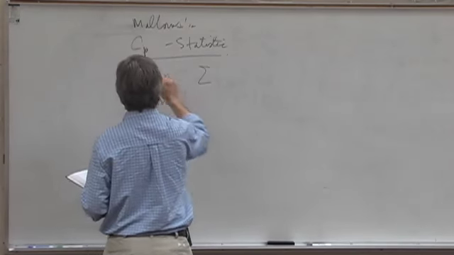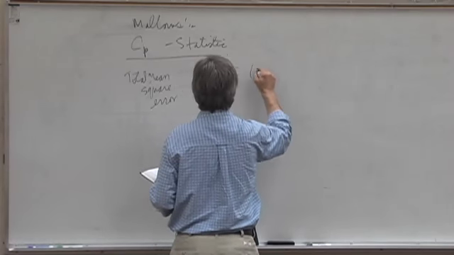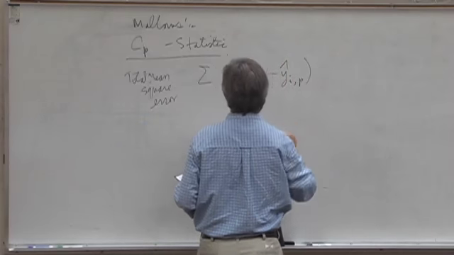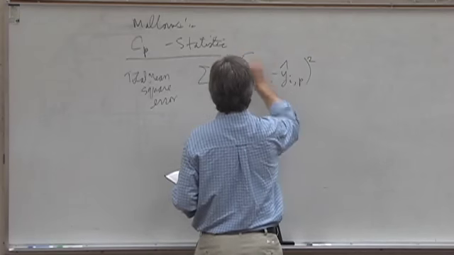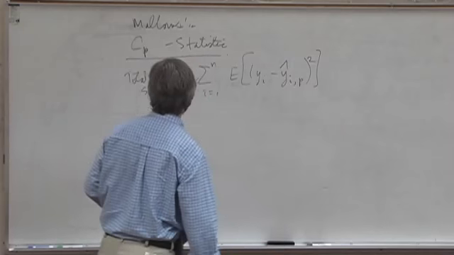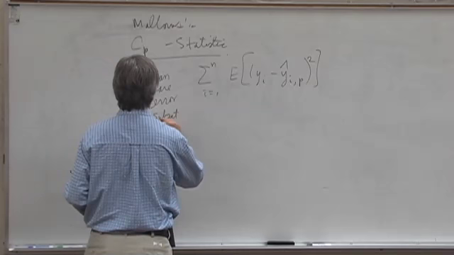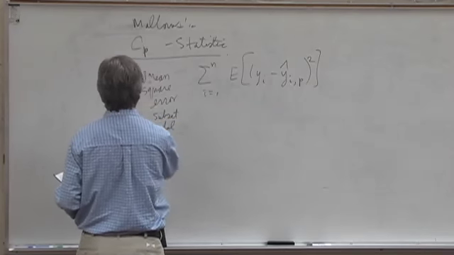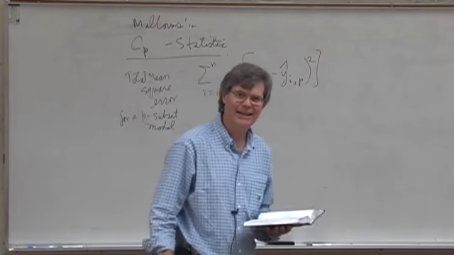Total mean square error is the summation of E(Yi minus Yi hat), and I'll put a P here for a subset model P, squared. Underneath the expectation sign, i goes from 1 to n. Okay, total mean square error for a subset model P. I don't actually say what subset it is, and I'm not going to add that into the notation.